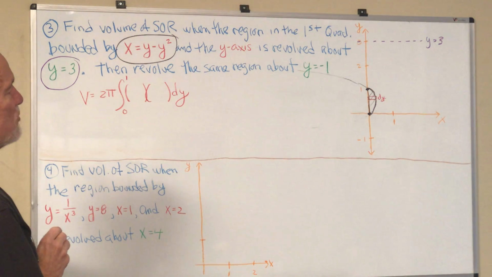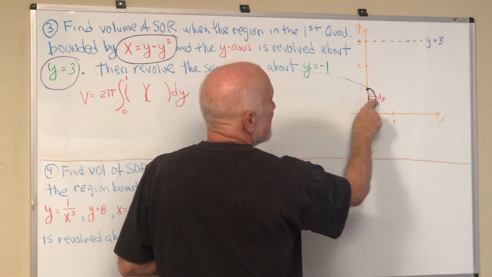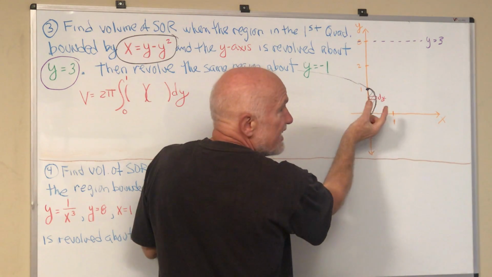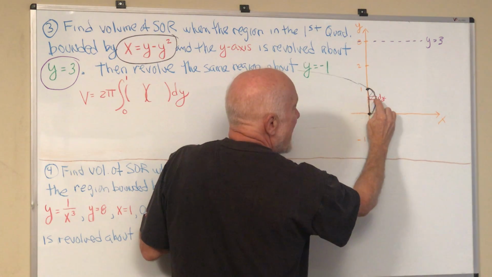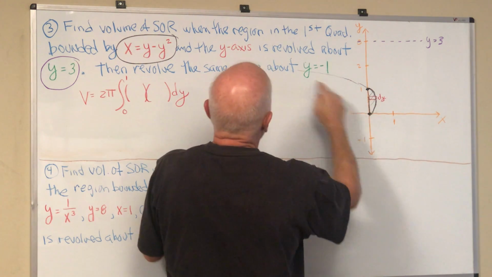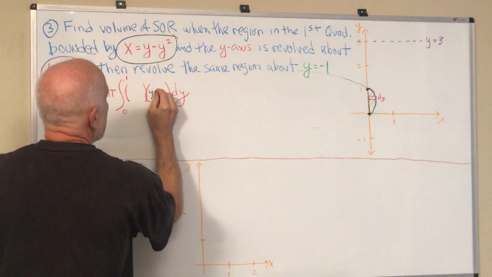Now, what are the two things we need? We need the height of the shell, which it's on its side this time, but that's going to be the height. And that's the x-coordinate on this graph. So that's just y minus y squared.